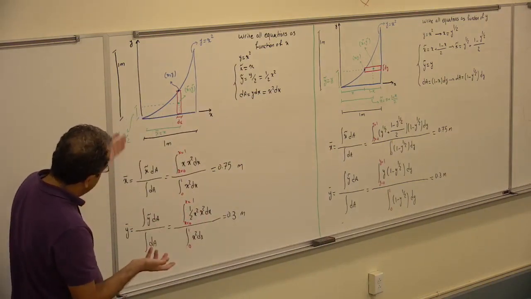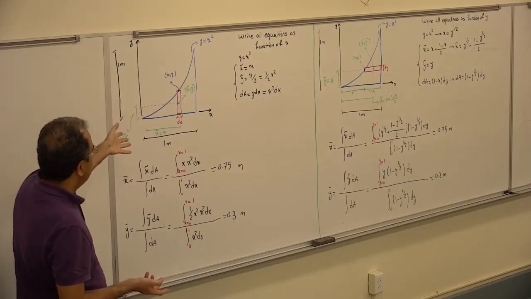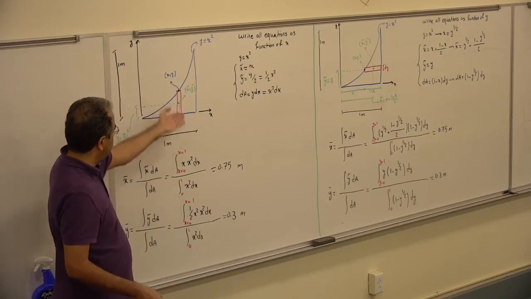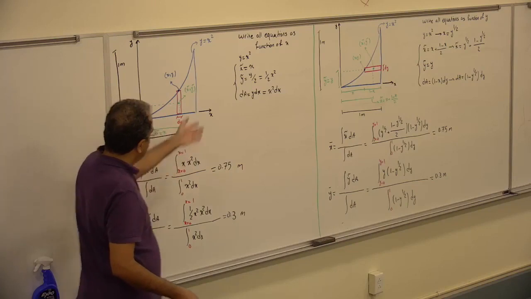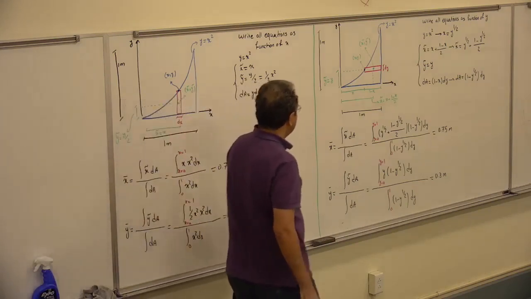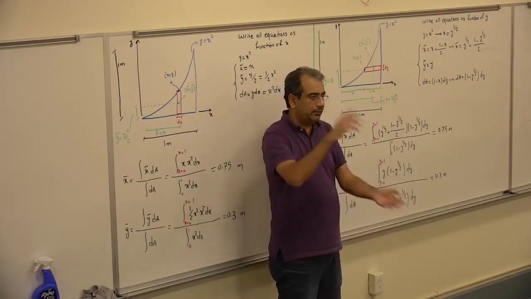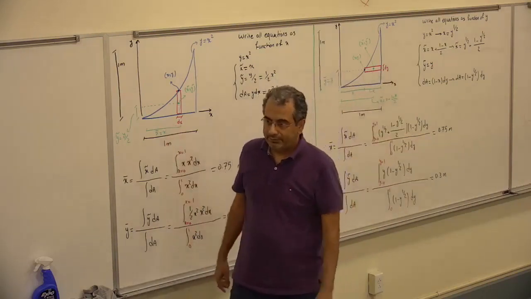Depending on the shape that you're integrating, one of them is easier to work with. So for example, here you see that this element here is much easier to write and integrate compared to this. In some other shape, it would be the other way around. It would be easier to do it this way rather than this way.